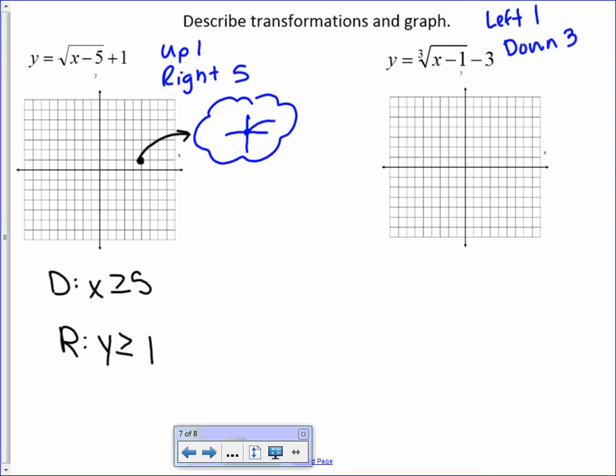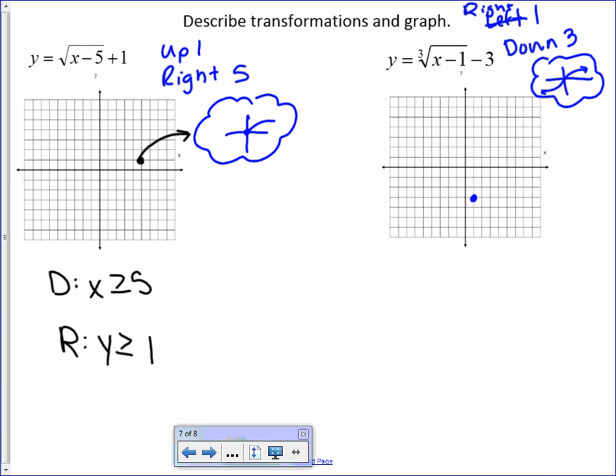Look at your notes. In transformations, if it looks like x minus h, what direction does it go? To the right. It should be right 1. Right 1, down 3. Got a graph? What shape is it going to be? Square root, cube root. Cube root, which is that S shape.